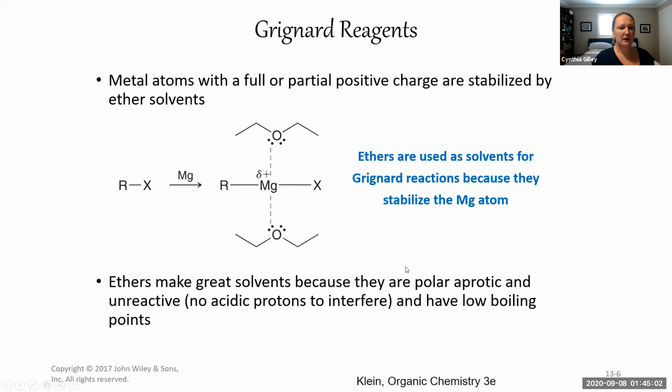So ethers make great solvents, not just because their lone pairs have a slight negative charge and can help stabilize the magnesium with a positive charge, but also because they have low boiling points, so they're relatively easily removed from the reaction after it's conducted. And they're also polar aprotic, which means that they don't contain any acidic protons that might react with the Grignard reagent.